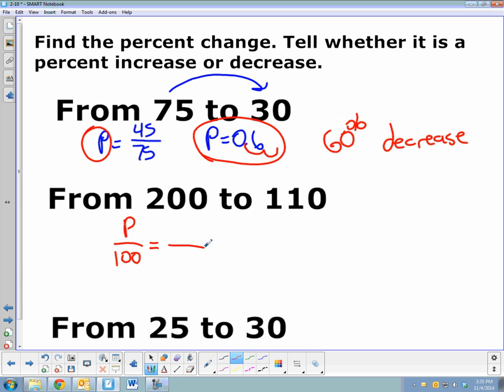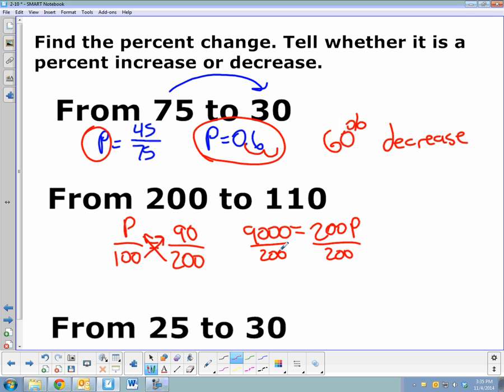The original is 200. How much did it change from 200 down to 110? Well, it changed 90. I can solve a proportion. So 90 times 100, I'm going to cross multiply and divide. 90 times 100, I'm going to get 9,000 equals 200p. Divide both sides by 200.